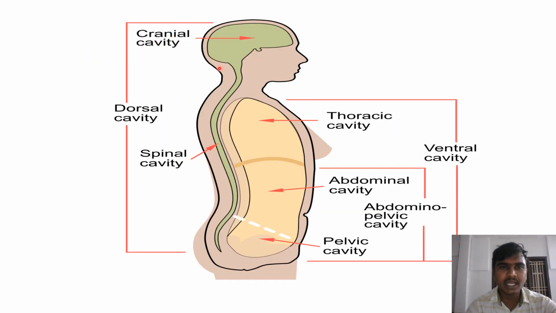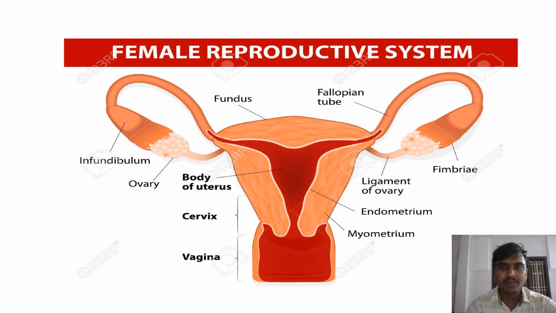This is the cranial cavity. This is the spinal cavity and also the thoracic cavity. All these cavities are lined by this epithelium. It also lines the tubes. For example, this is the female reproductive system. In the female reproductive system, this is the fallopian tube.